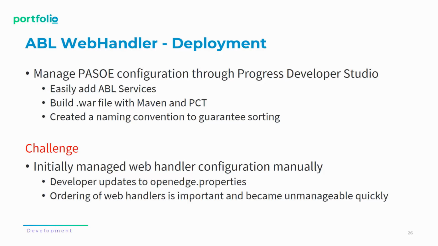Because what PASOE does is it takes the URL from the request, it looks through the list of web handlers and finds the very first one that matches that.